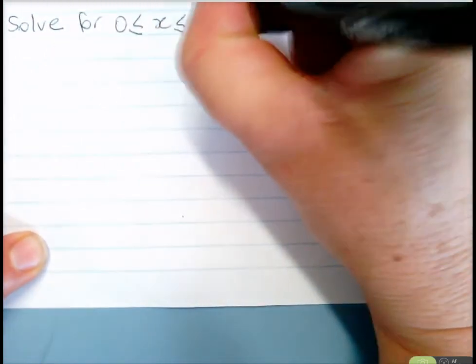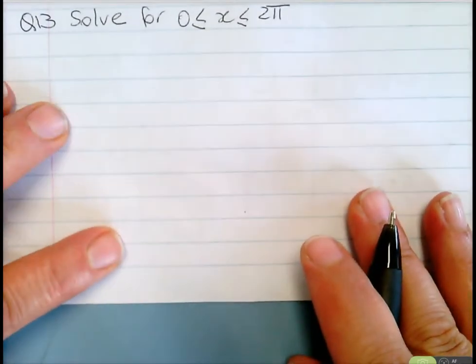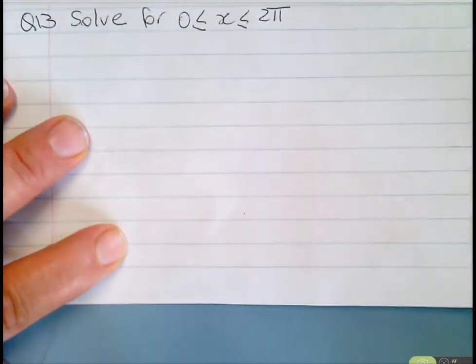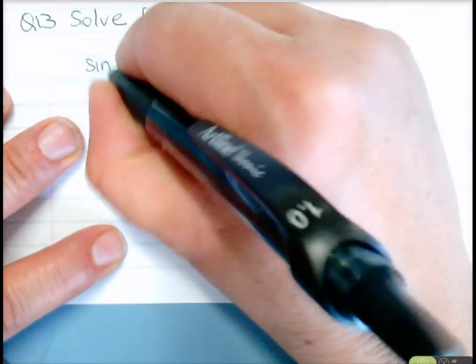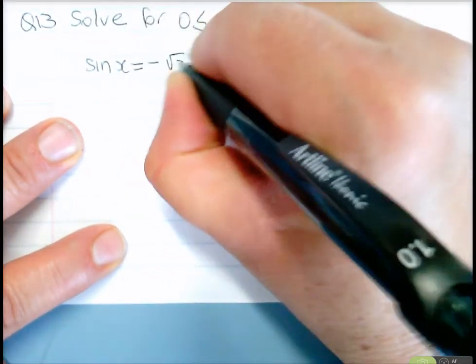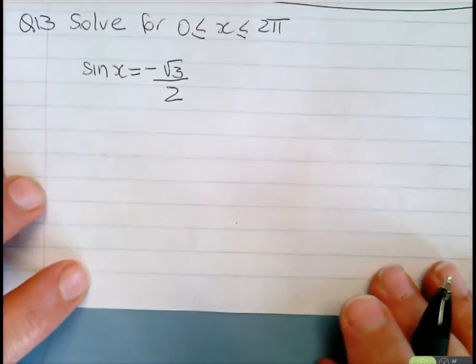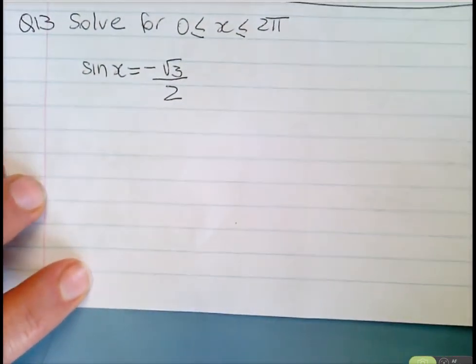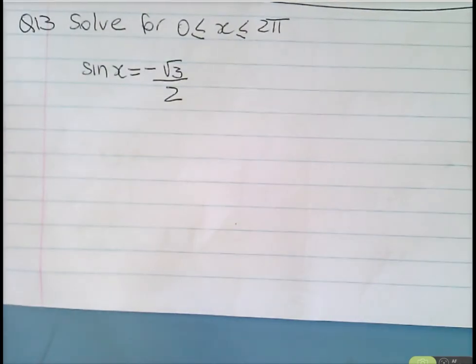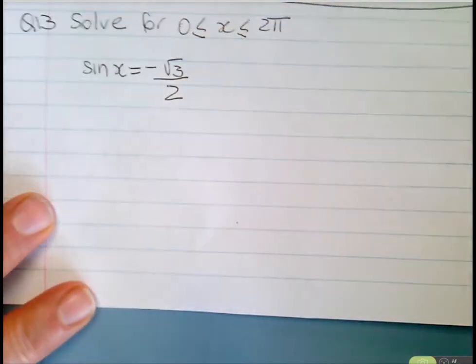Let's solve some equations. Solve for 0 less than or equal to x less than or equal to 2 pi. Just a question 13 type; I don't want to do exactly the same one. You've just got to give your answers in terms of pi. Let's do sine of x equals negative root 3 on 2. So solve for 0 less than or equal to x less than or equal to 2 pi. That's just the same as saying solve from 0 to 360. I'll give you the negative angles next lesson.